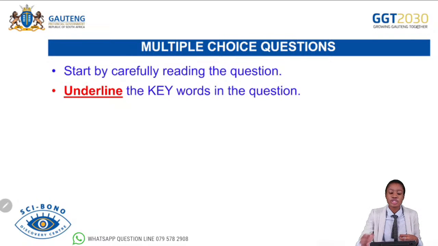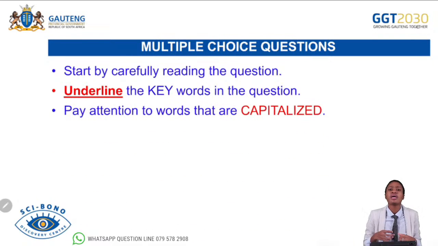And the second thing is that you need to underline the keywords in the question. Why are we saying underline the keywords? Because they will bring you to the position of knowing exactly the concept that you are being questioned on. So if you underline a keyword, for example, at rest or constant velocity, you will know that we are looking at something to do with Newton's first law of motion. So underlining keywords assists you in actually getting to the solutions.